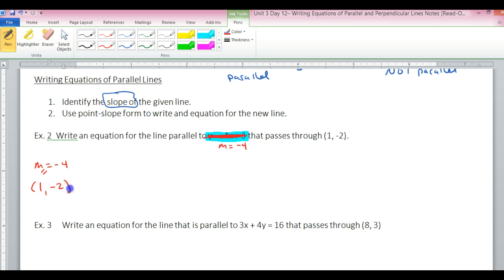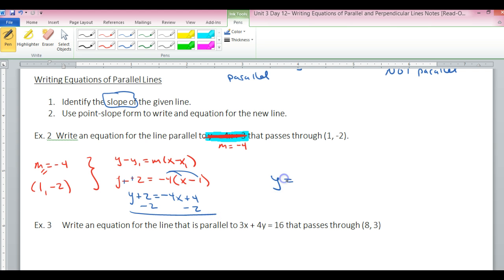I know a point it goes through. And remember, we write it in point slope form. We use y minus y1 equals m times x minus x1. When we go and substitute in, y minus negative 2 equals my slope negative 4 times x minus 1. Uh-oh, what do I have to do here? I have to clean this up. So y plus 2 equals, distribute the negative 4, negative 4x plus 4, and now I solve for y. And y equals negative 4x plus 2.